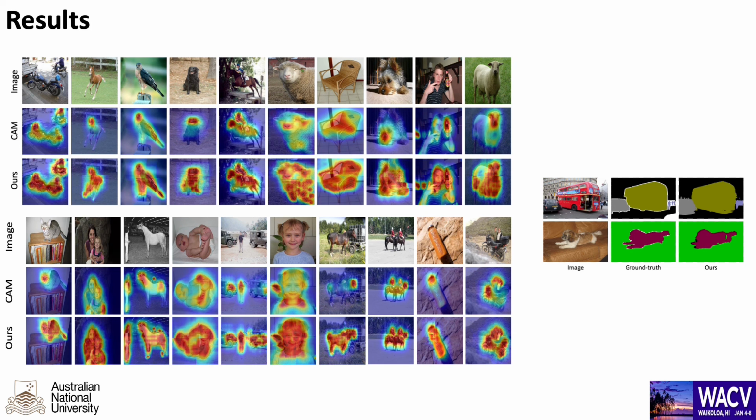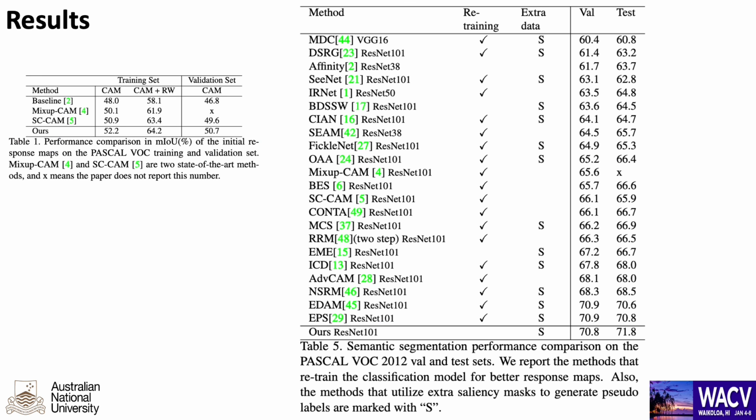Here are some qualitative results showing that we can generate better CAMs, which lead to better semantic segmentation results. Quantitatively, our CAM and pseudo-labels outperform the competing weakly supervised methods, and our final semantic segmentation results also achieve the state of the art. Thank you.